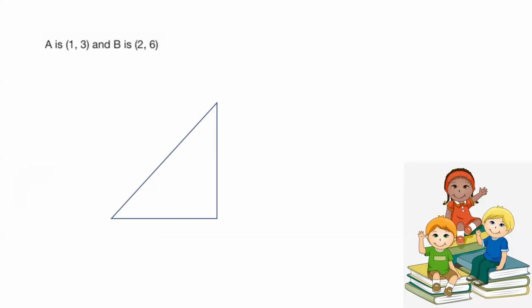Okay. Now let's see the next question. Here A is given as (1, 3). The coordinate is given, and B is (2, 6). Now let's look at the lower part of this triangle AB that I marked, and that is A. That is (1, 3), and the upper part is (2, 6). I'll take x1 as 1 and y1 as 3. On the other hand, x2 is 2 and y2 is 6.